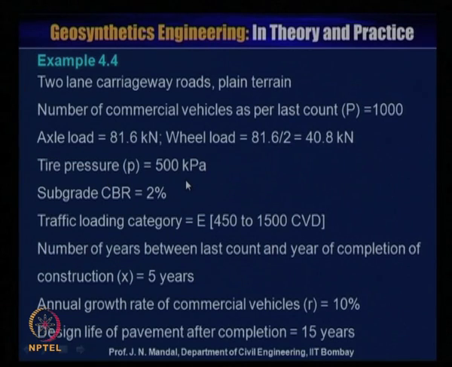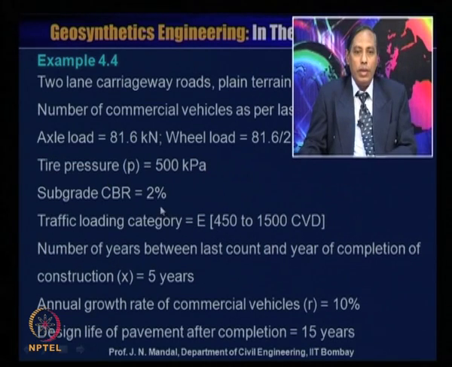Tyre pressure p is 500 kilopascal, subgrade CBR is equal to 2%, traffic loading category E is 450 to 1500 CVD, commercial vehicles per day, and number of years between the last count and the year of completion of the construction X is equal to 5 years. Annual growth rate of commercial vehicles R is equal to 10%, and design life of the pavement after completion is equal to 15 years.